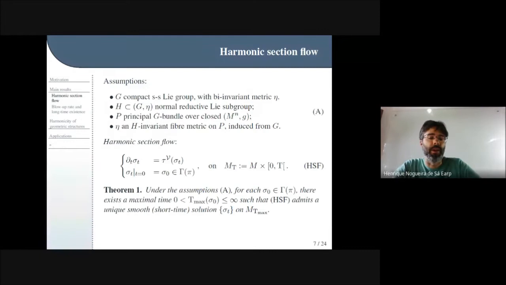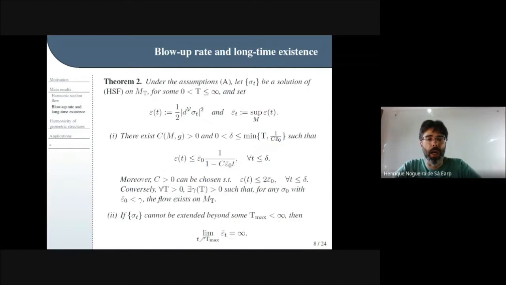Then we define the natural gradient flow of the Dirichlet energy, which we call the harmonic section flow, and consider on the manifold product time the natural evolution problem coming from the harmonicity condition. So what is it that one is able to prove in full generality? In any such setup, first of all, we obtain a short time existence. That's what I'm calling theorem one. And the main theorem is a description of the blow-up rate in long time existence.